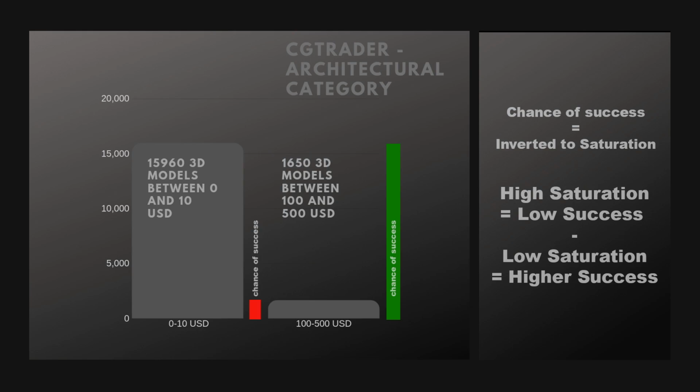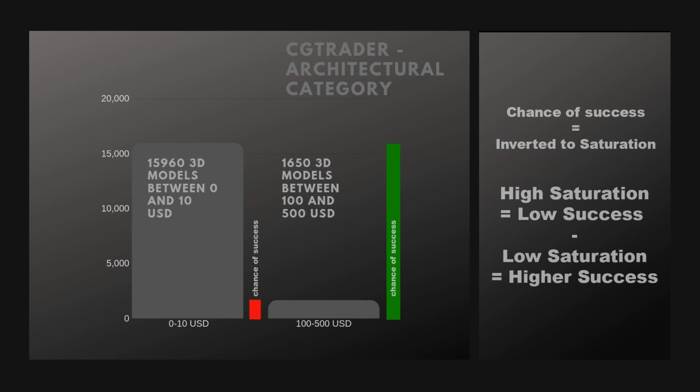My almost sweet spot price bracket that I have had a lot of success with is the $35 to $50 bracket. Those are models that have a low investment in time and a reasonable output in terms of earnings. To substantiate the point that I'm making, let's look at a graphic from one of the categories at CG Trader. This is a snapshot of the architectural category of CG Trader as it is on 6th of September 2019.